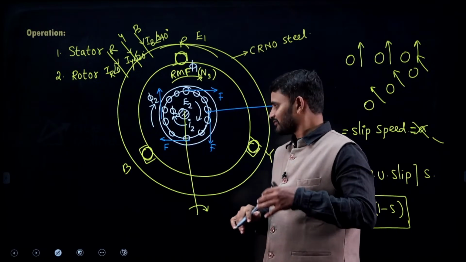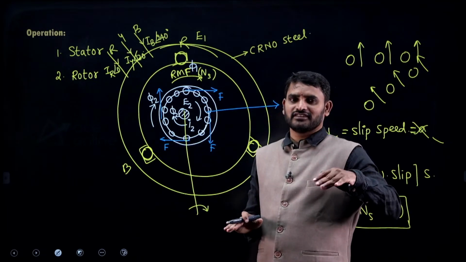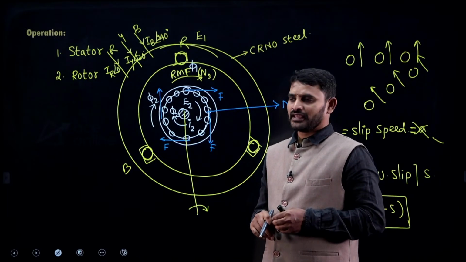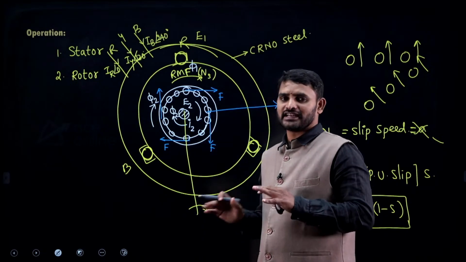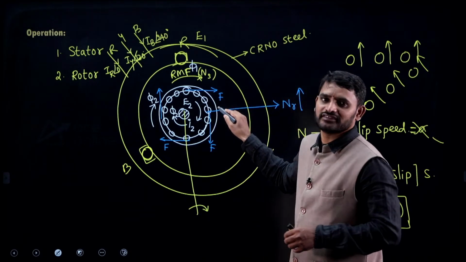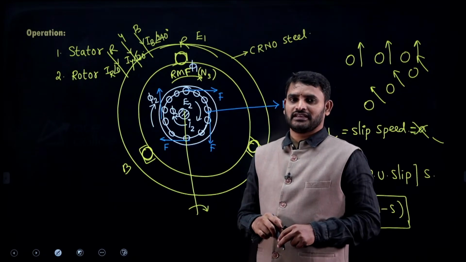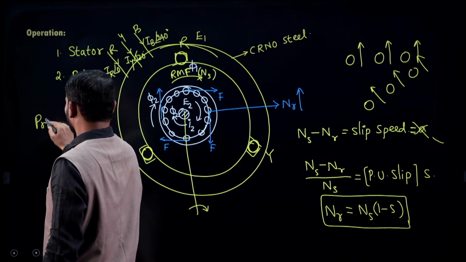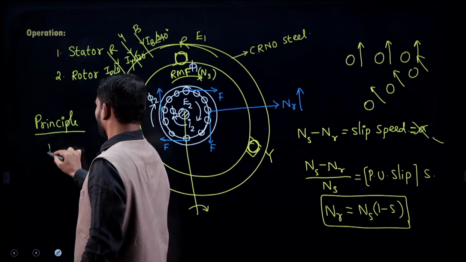So for the principle of operation, don't say that it is Ampere's law. Of course the force is induced because of the interaction of fluxes or a current carrying conductor, but still we call the principle of operation mutual induction, because EMF is the main reason for the production of force here. EMF is induced first, force is induced next. That's the reason why the principle of operation is the mutual induction principle.